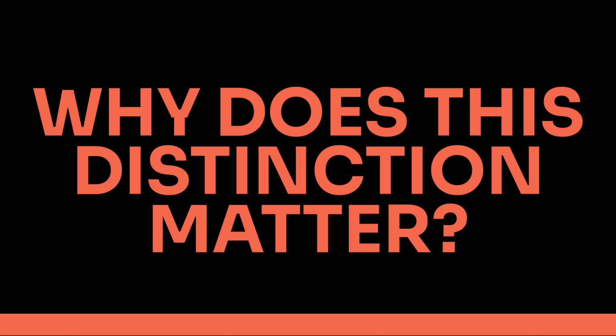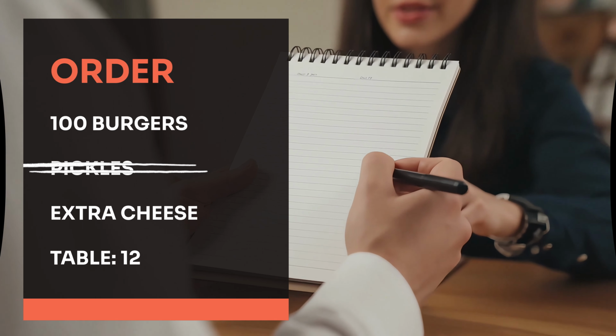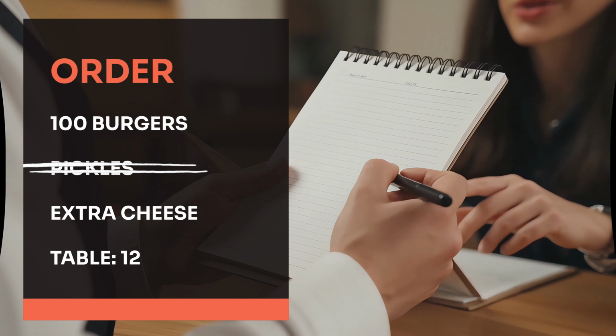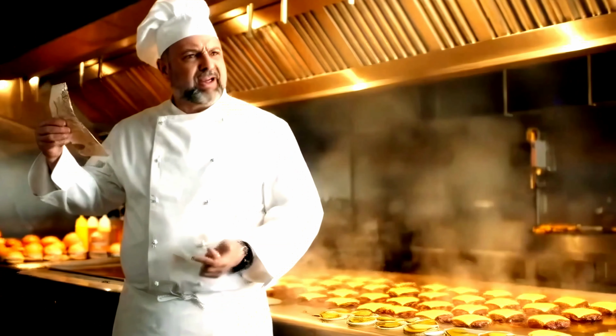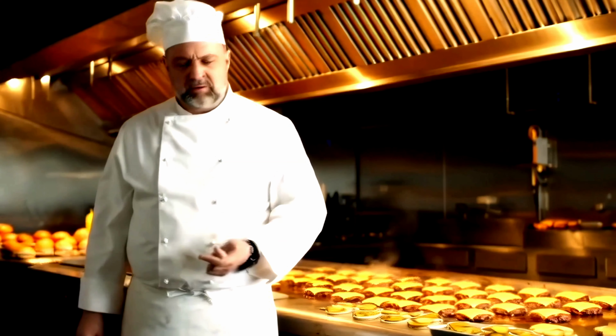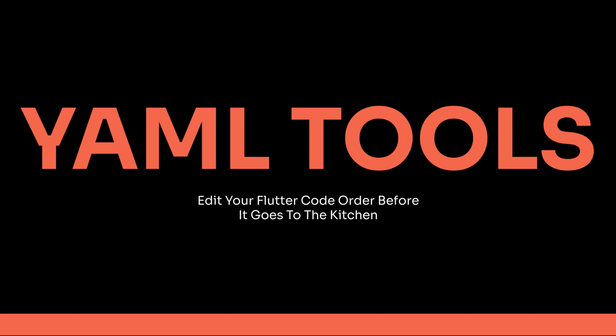So why does this distinction matter? Well, imagine you ordered 100 burgers for a party, and suddenly you realize you don't want pickles on any of them. If you talk to the chef, it's too late. The burgers are cooking. You'll have to unwrap the 100 burgers and take the pickles off yourself. But if you talk to the waiter, well, you just take the notepad and scribble out pickles and write no pickles next to the 100 burgers, and it takes 2 seconds and the chef hasn't even started cooking yet. Think of YAML tools like you grabbing the waiter's notepad and changing the order before it goes to the kitchen.